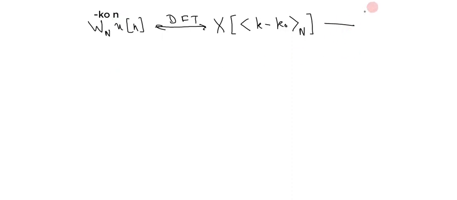So if you have a Fourier transform x of k and you shift it by an amount k naught, and you are doing circular shift, then the inverse discrete Fourier transform will be equal to your signal x of n multiplied by W_N raised to the power minus k naught n. This property is known as the circular frequency shifting property.